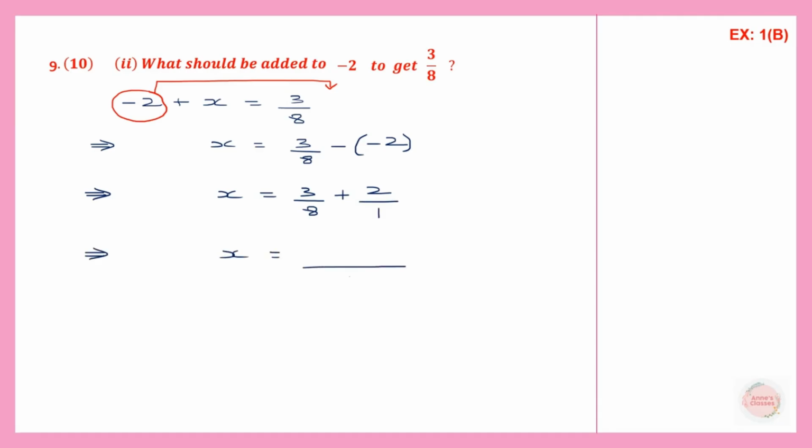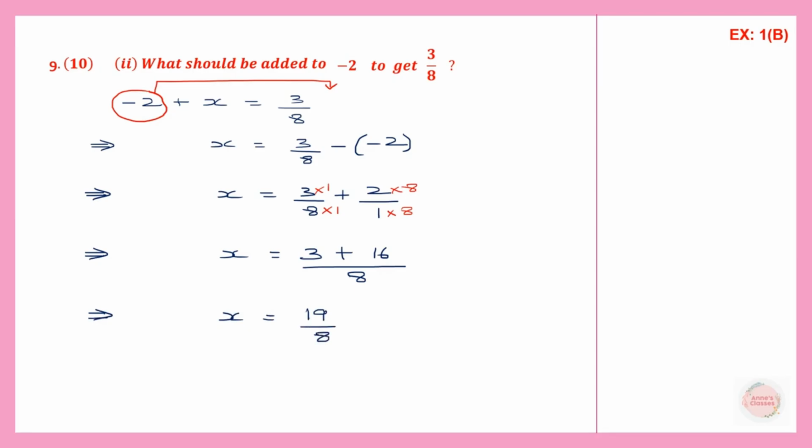The LCM will be 8. Remember children, whenever you have 8 and 1, the LCM will be 8, or any denominator and 1, that denominator will be your LCM. Now 8 into 1 is 8, so 3 ones are 3, plus 1 into 8 is 8, so 2 into 8 is 16. So this will be x is equal to 3 plus 16, which is 19 by 8.